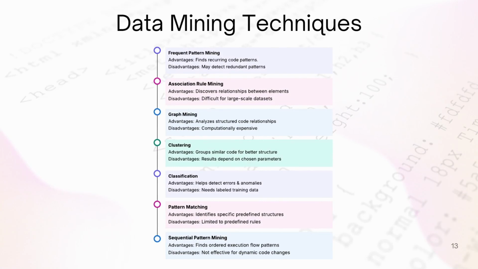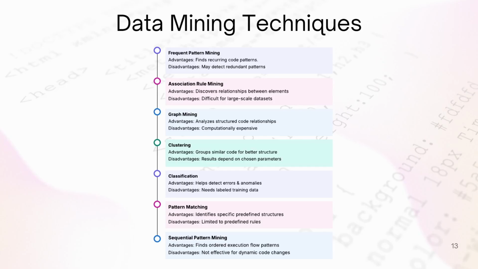Different data mining techniques are employed to extract useful insights from source code, each with its own strengths and limitations. The paper categorizes functions into frequent pattern matching, association rule mining, graph mining, clustering, pattern matching, sequential pattern mining, and classification. Well, let's look at frequent pattern matching, which identifies recurring patterns in the code bases, helping to detect common code structures or bug patterns. Association rule mining finds relationships between software components such as API calls that frequently appear together. Graph mining analyzes structured relationships within code, such as function calls or class hierarchies.